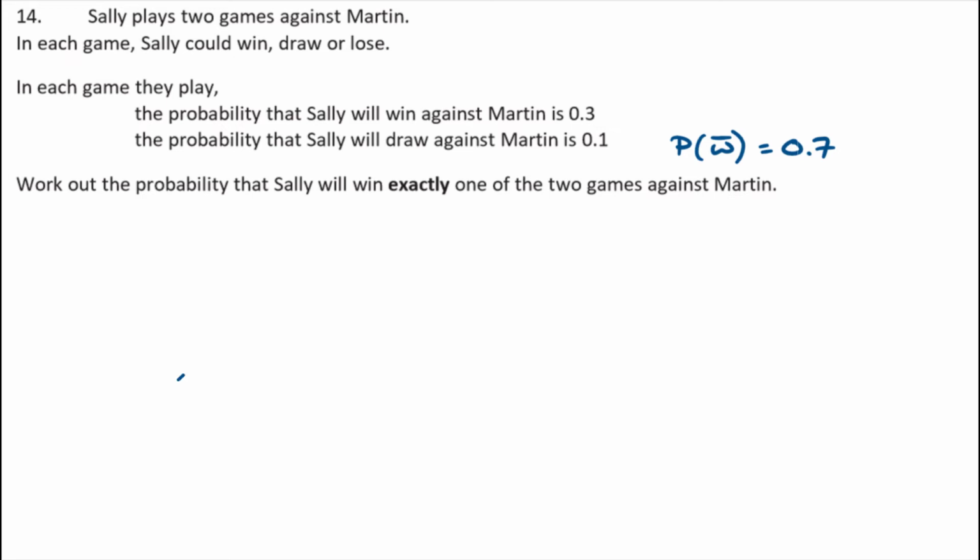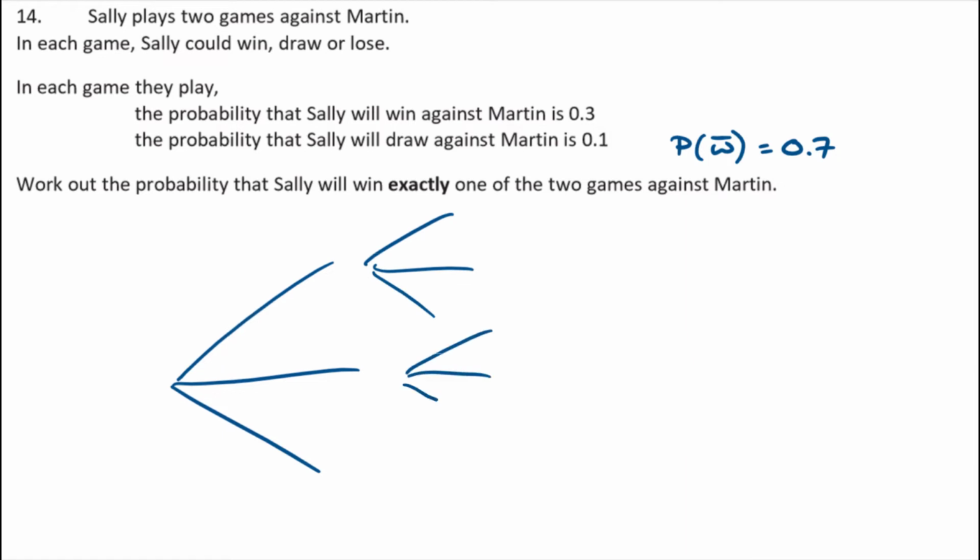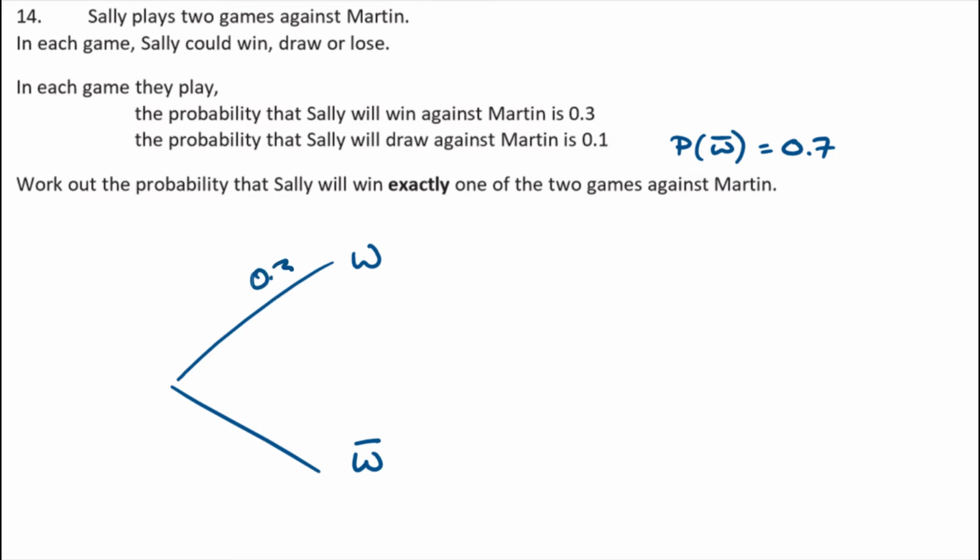Okay, so I'm not going to draw win, draw, loss, because that's going to give me a horrendous tree. I don't want to do that. That's too much. So I'm just going to get rid of the draw option. I'm going to say she either wins or she does not win. So the probability that she wins then is 0.3, and the probability she does not win is 0.7. And that's going to be the same on the second go as well, isn't it? So I've got win and not win, which is 0.3 and 0.7.